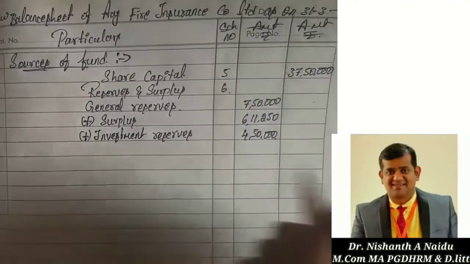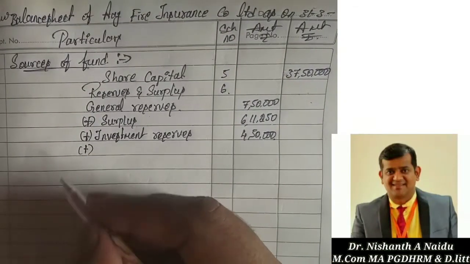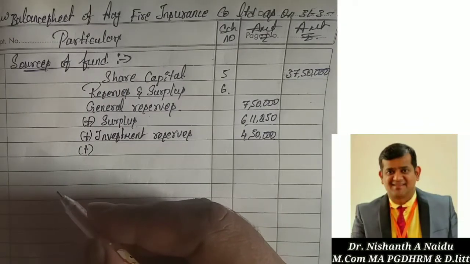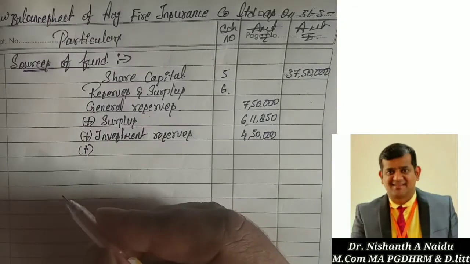So next, after that, we have unexpired risk closing balance. Add reserves for unexpired risk. Reserve for unexpired risk closing balance you have to write. So how much is it there? Reserves for unexpired risk.